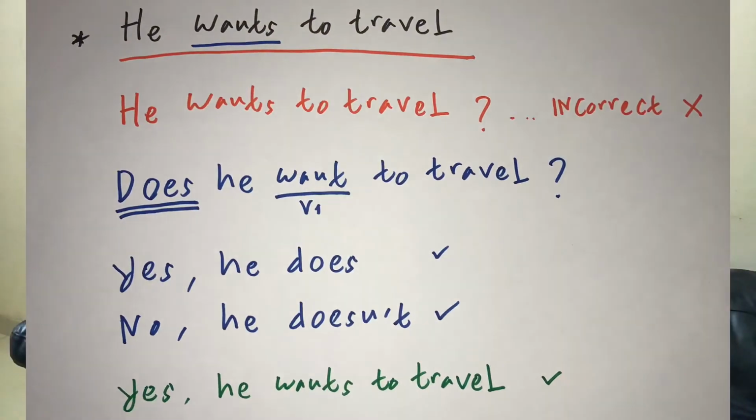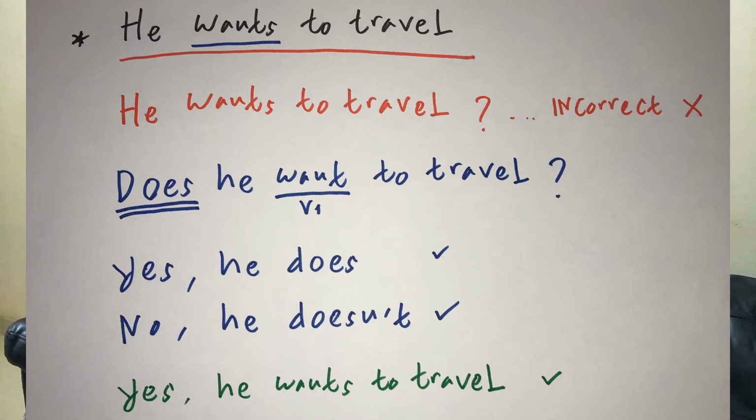He wants to travel. We have the verb wants here. Because there is no be in this sentence, to make a yes-no question, we will need a verb auxiliary. And we see the tense of this sentence is simple present. So we'll use either do or does as the auxiliary. And because we have the subject he here, we will use the auxiliary does. The yes-no question will be, does he want to travel?